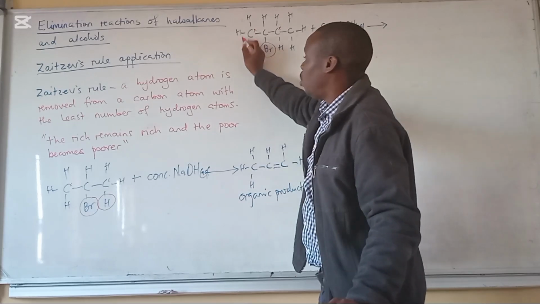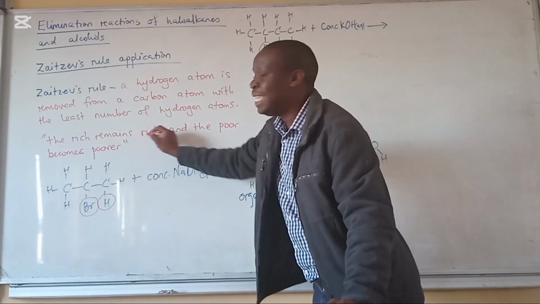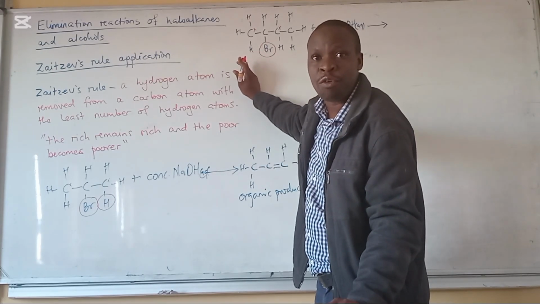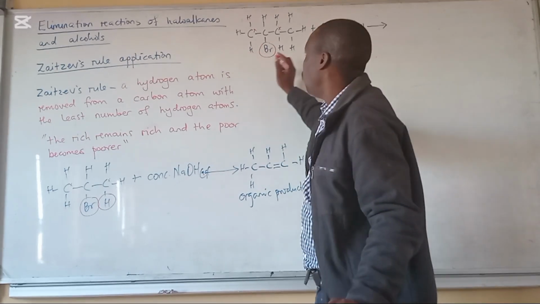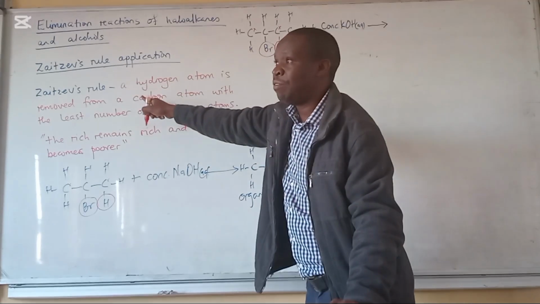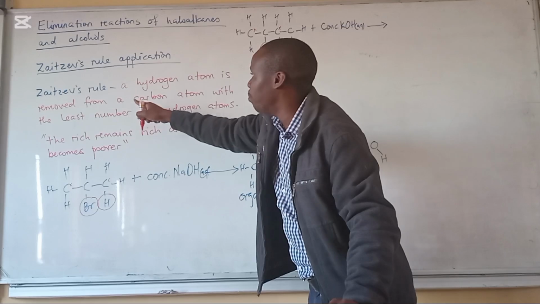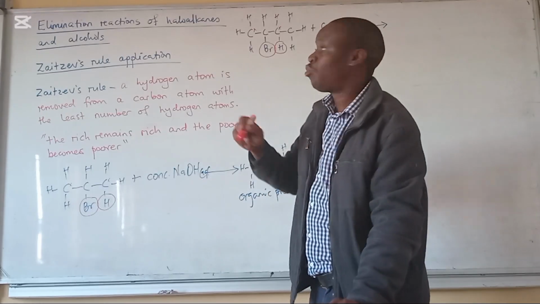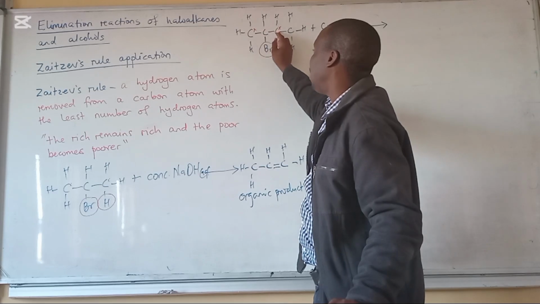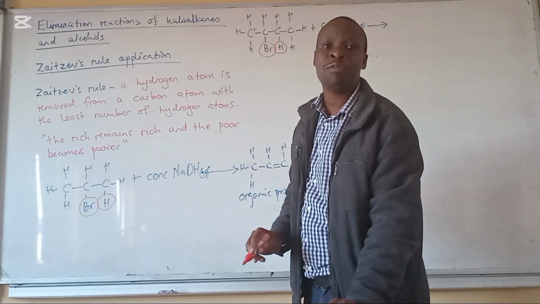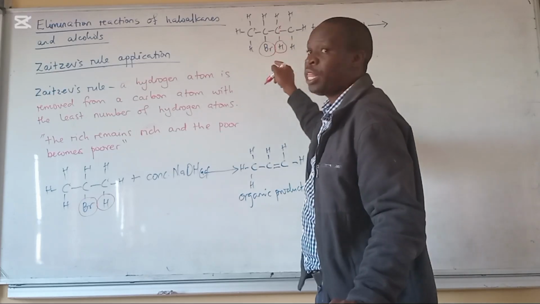So this one, which is rich, remains rich because a hydrogen atom is not going to be eliminated from it. The hydrogen atom will be eliminated from the one that is poor. Whereas Zaitsev is saying a hydrogen atom is removed or eliminated from a carbon atom with the least number. So comparing this carbon and this carbon, this is 3, this is 2. So the one with the least number of hydrogen atoms is the one with 2.